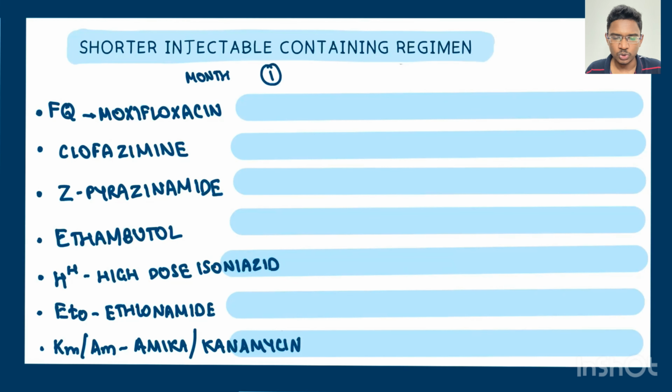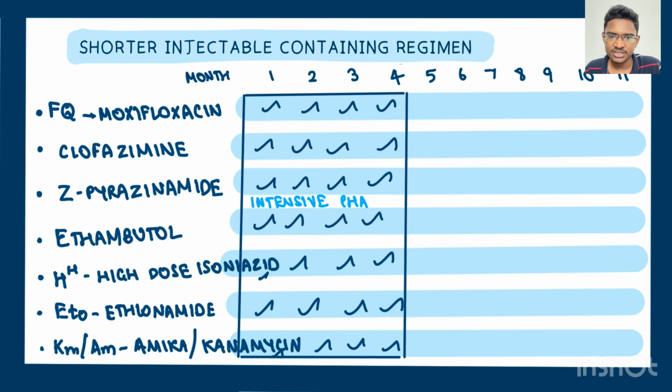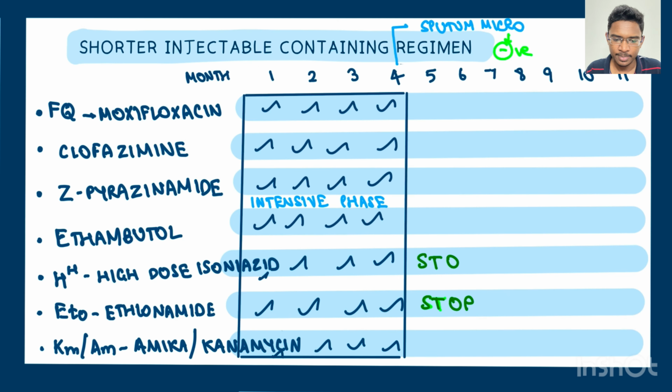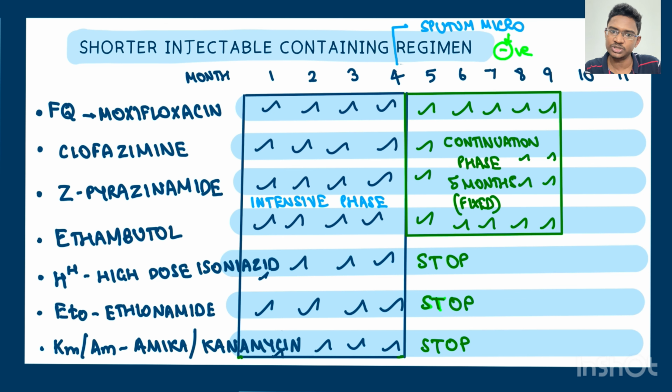Then same thing: you should check sputum microscopy at the end of the 4th month. If it is negative, you can stop all the injectables. You can stop ethionamide and high-dose isoniazid, like the short oral bedaquiline regimen. We stopped at the 4th month; here also you can stop. Then the other drugs you can continue for 5 months, like how we continued in the bedaquiline regimen. The 5-month continuation phase is fixed, similar to that regimen.